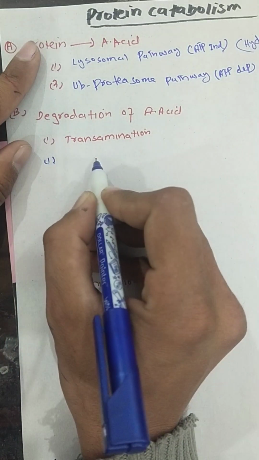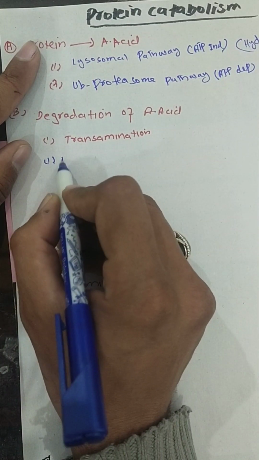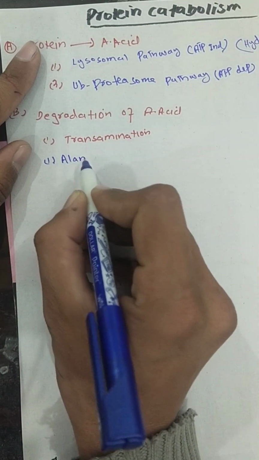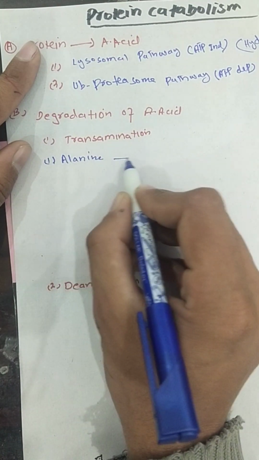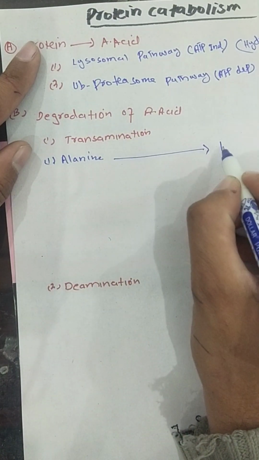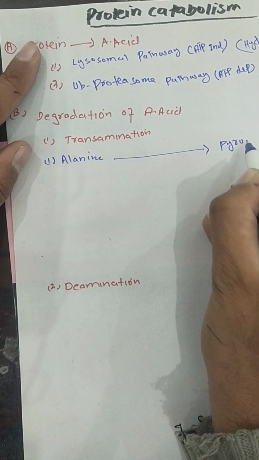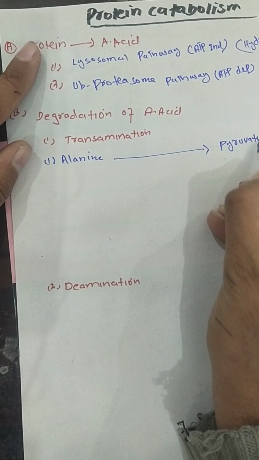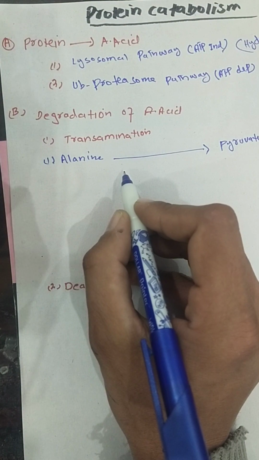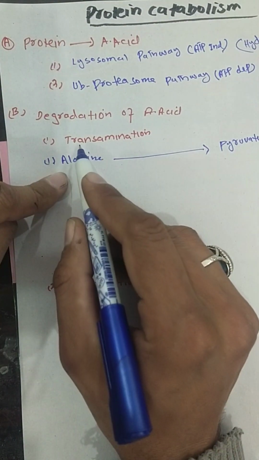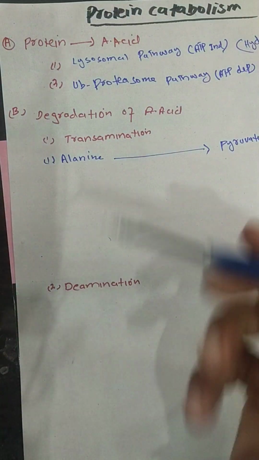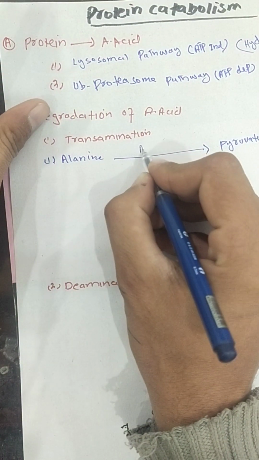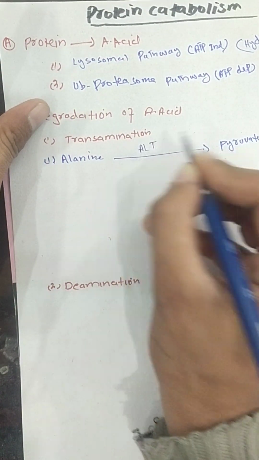First let me tell you, in transamination we have mostly alanine, which is converted into pyruvate. And which enzyme is used here? Look, this step is called transamination, so the enzyme should be a transaminase. This enzyme is called alanine transaminase.